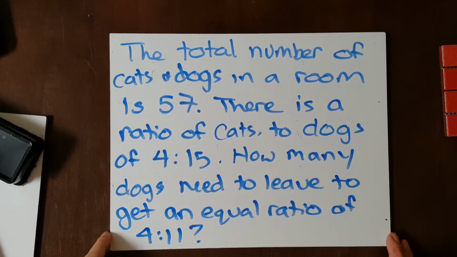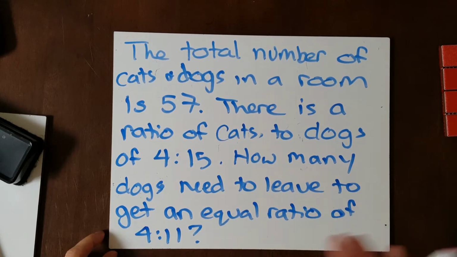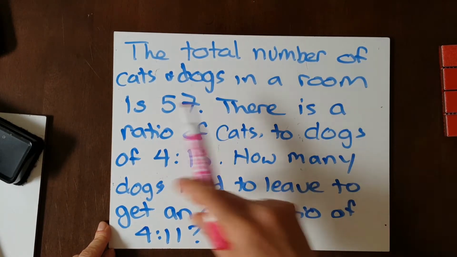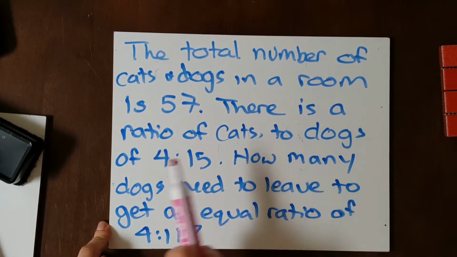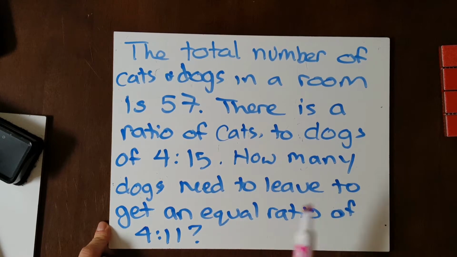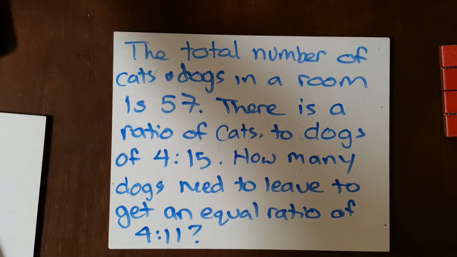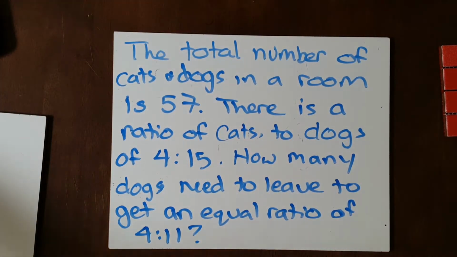Okay, so this time we're going to do: the total number of cats and dogs in a room is 57. There is a ratio of cats to dogs of 4 to 15. How many dogs need to leave to get an equal ratio of 4 to 11?